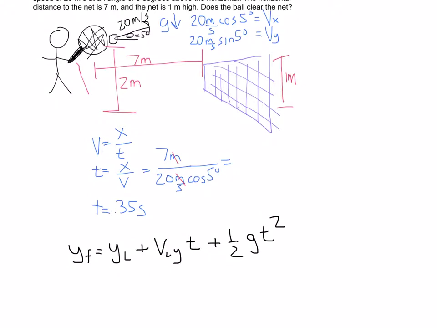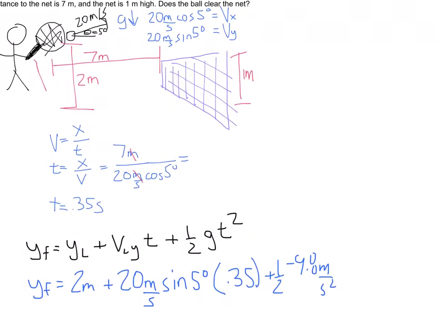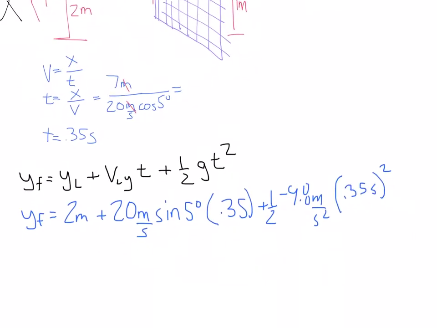Now we know that the initial y is 2. So let's see, we've got y final equals 2 meters plus 20 meters per second sine of 5 degrees times the time of 0.35 seconds plus 1/2 g, which is minus 9.8 meters per second squared, times 0.35 seconds squared. So, here we go.